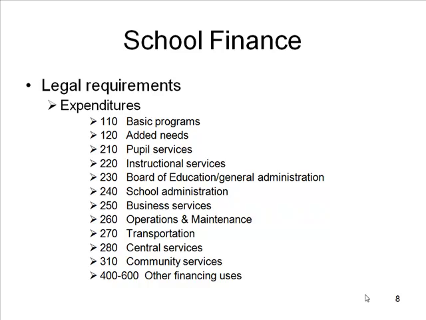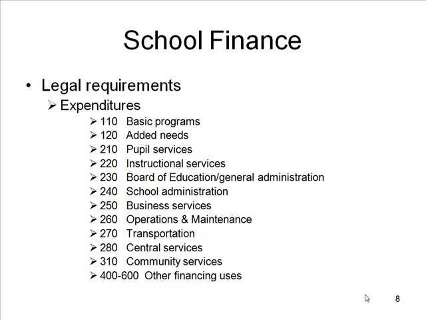Usually an educational service provider would be the primary general administration, providing the services of a superintendent nature or central office nature. The 250 level would be for business services. Again, these would be primarily funded through the ESP contract and would have very few charges going in here.